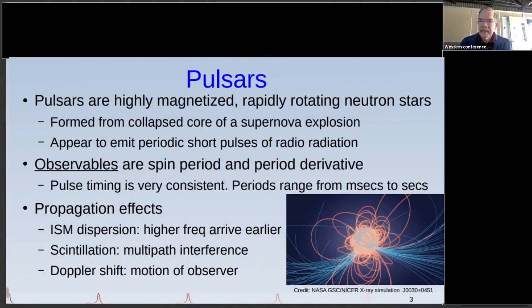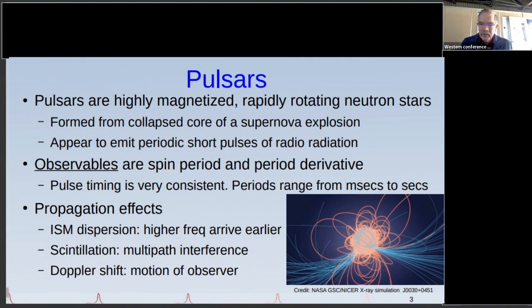Some of this will be a bit of review and some will be new, but pulsars are these highly magnetized, rapidly rotating neutron stars. They're formed from the collapsed core of a supernova explosion. And what we see is this periodic short pulse of broadband radio radiation. The observables are the spin period and the period derivative, the two things that we can see. And from those two things, we can get a lot of information. We can learn a lot.